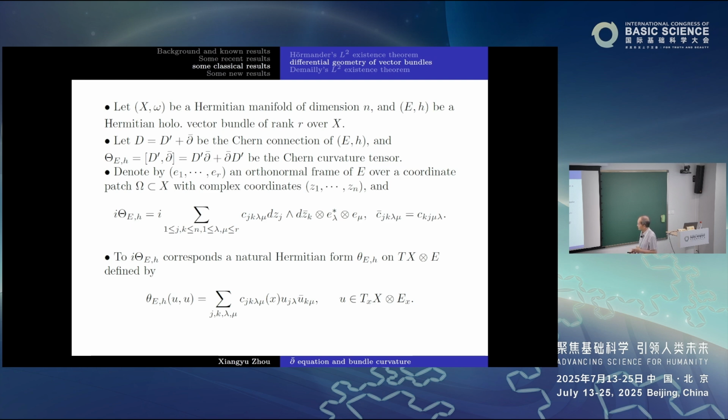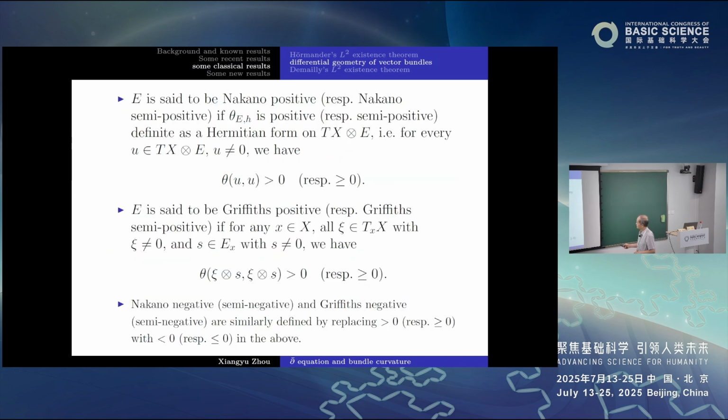So now let me recall Demailly's extension for vector bundles. Let's recall some basic concepts in holomorphic vector bundles. You can consider a Hermitian holomorphic vector bundle, and you get the unique Chern connection. You can define the Chern curvature. Locally, the Chern curvature is given by this formula. This is a local coordinate of X, and this is the local frame of the vector bundle. You can get a natural Hermitian form on the tangent bundle tensor the vector bundle. So you can define Nakano positivity.